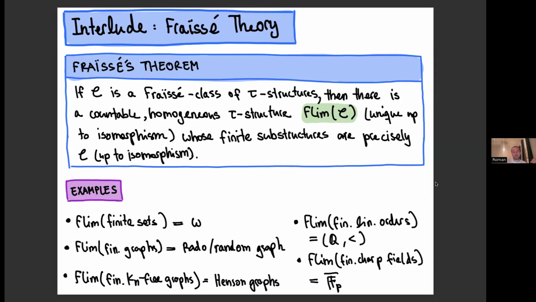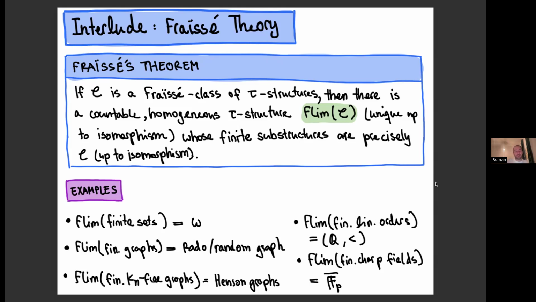Again, let's look at the previous examples and determine the Fraïssé limits. Well, the Fraïssé limit of all finite sets is just omega, or just a countable set. The Fraïssé limit of all finite graphs, famously, is the Rado graph, or the random graph. It's also called the random graph because you just look at a countable set, and for every pair of points in the set, you flip a coin, probability 1/2, to determine if there's supposed to be an edge or a non-edge, and almost surely you're going to end up with the Rado graph.